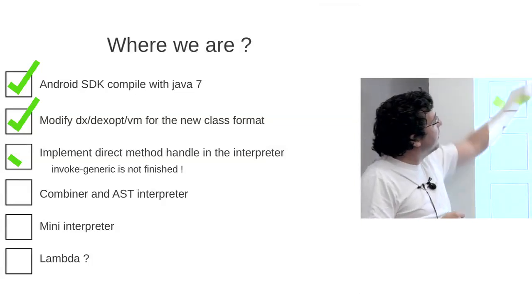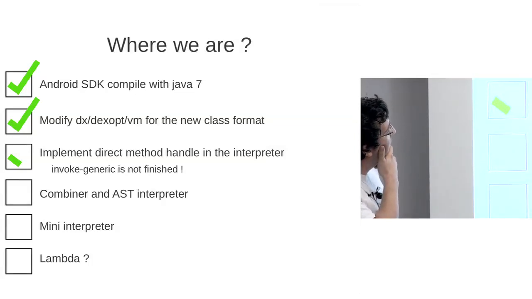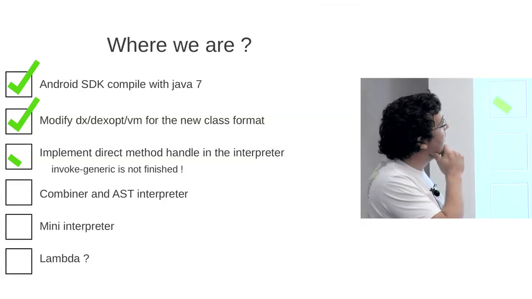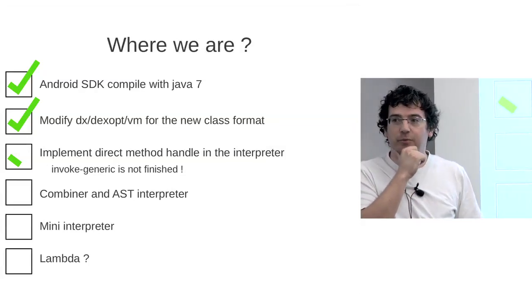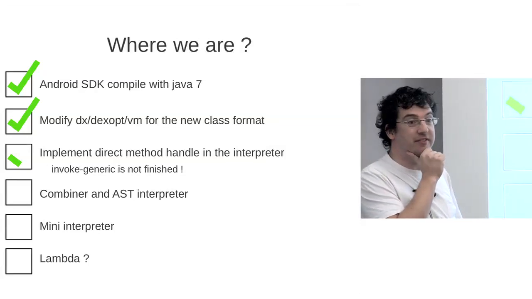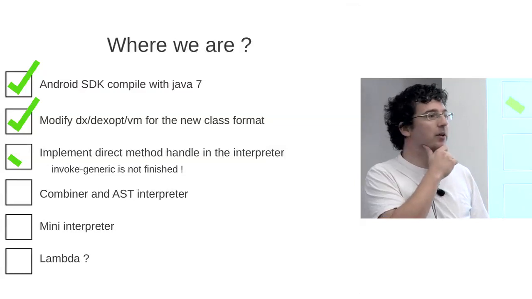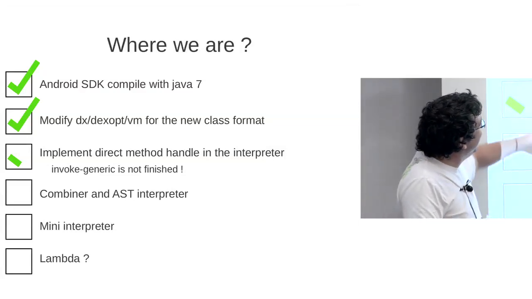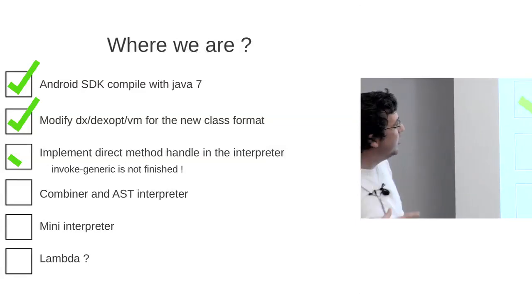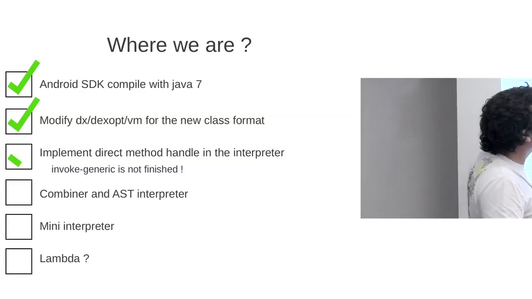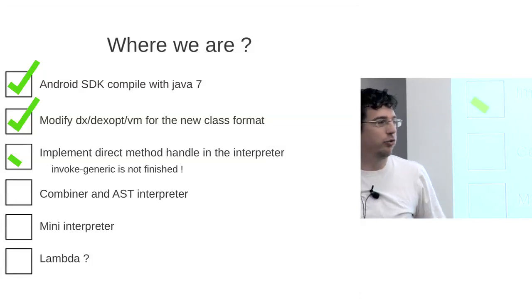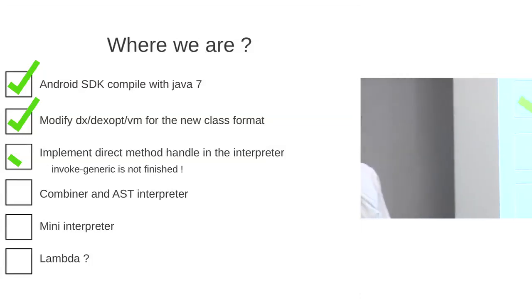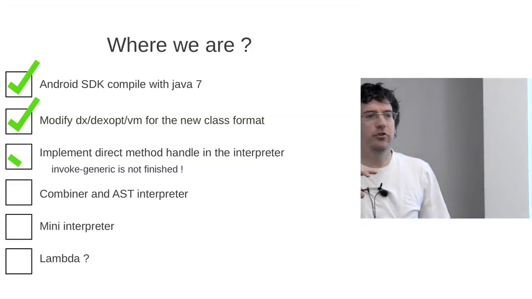The Android SDK is compiled with Java 7. We still have a pending bug in javac 7, Maurizio, and Javadoc too. We have modified all the tools to understand the new class format.